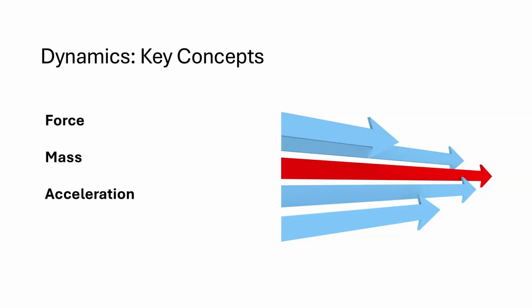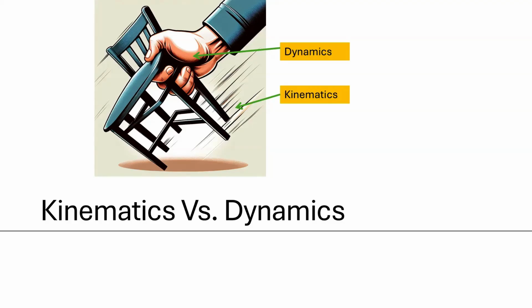Force is defined as any interaction that alters the motion of an object. It can be applied in various forms, such as push or pull. Mass refers to the quantity of matter contained in an object, which also affects its resistance to acceleration. And acceleration is the rate of change of velocity of an object, indicating how quickly an object speeds up or slows down. It is important to differentiate between kinematics and dynamics, as they describe different aspects of motion.